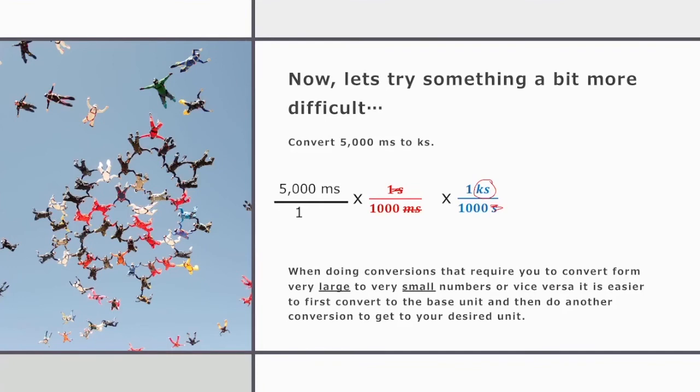And I'm going to go ahead and plug this into my calculator. When I do that, I'm going to plug in 5,000 divided by 1,000. And I'm dividing here because it's on the bottom of this fraction. Okay, and then I would hit enter, and then I'd hit divided by again 1,000 since it's on the bottom. And then I'd hit enter. And there I go, 0.005 kiloseconds.